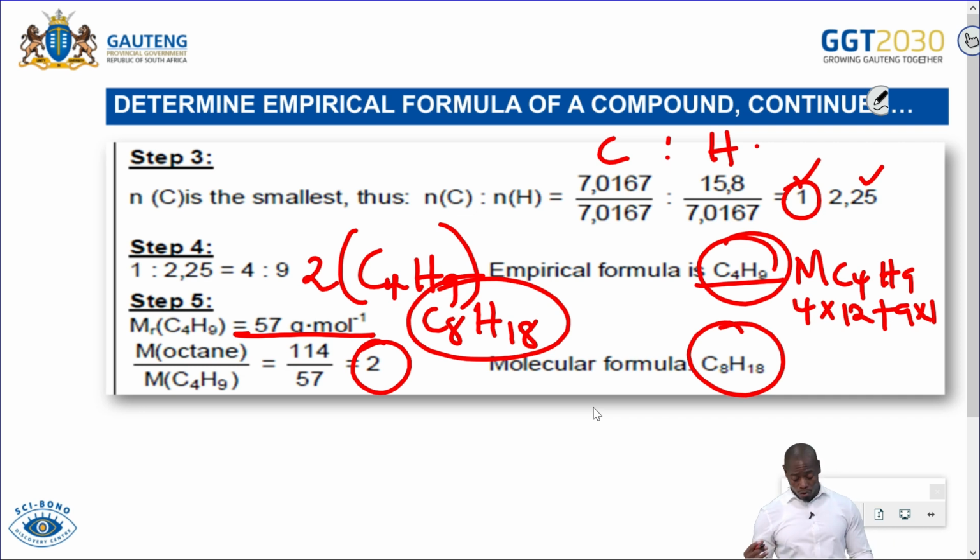So for you to be able to get the molecular formula, you have to start with the empirical formula. Then from the empirical, you can move to the molecular. But how do you move from empirical to molecular? One, they will give you the molar mass of the molecular formula. Then after getting the empirical formula, find the molar mass of that empirical formula. Then divide the molar mass of the molecular formula by the molar mass of the empirical formula. Then from there, you will have the molecular formula of that compound.